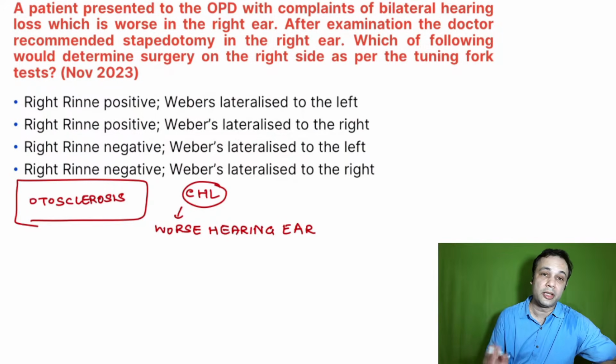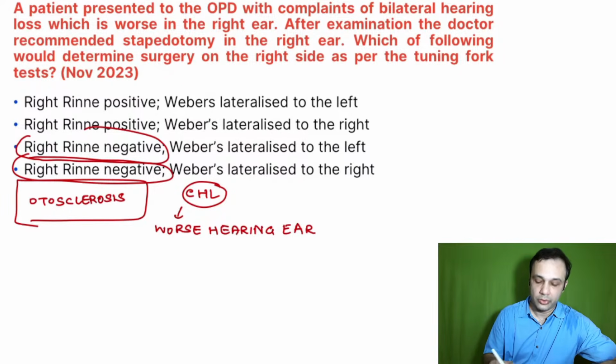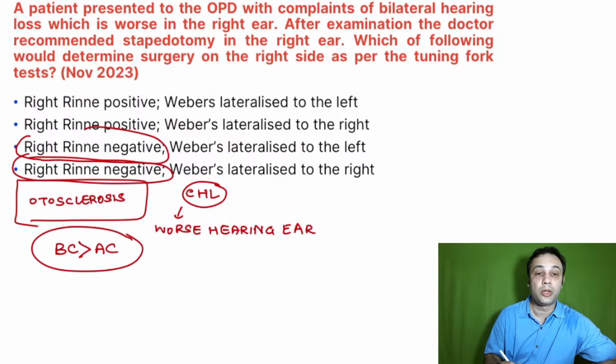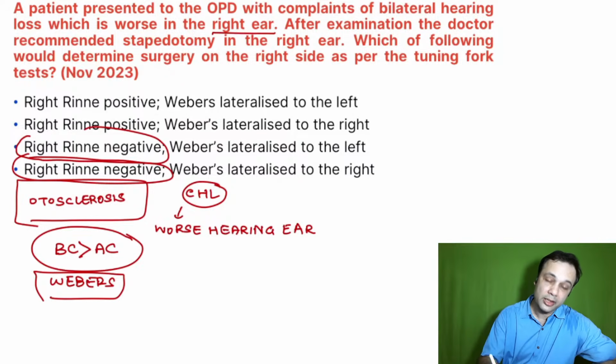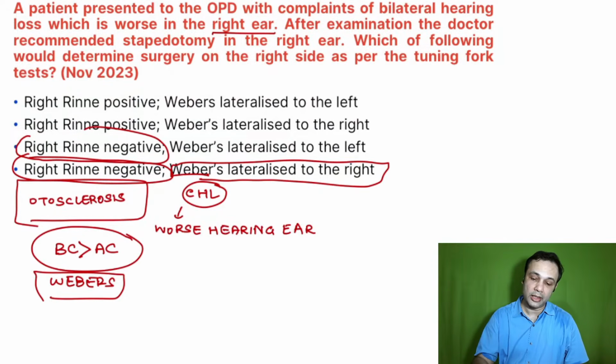This doctor here has suggested stapedotomy on the right side. So you are looking mainly at a right Rinne negative. Okay, so bone conduction better than air conduction. So this is what you are looking at. And what happens to the Weber's when there's a conductive hearing loss? It should be towards the side of the lesion, right? So Weber's will be lateralized to the affected side. So in this case, the right ear is more affected. So you have Weber's lateralized to the right side. So this should be the answer. That is, right Rinne is negative and Weber's lateralized to the right should be the answer in this case.